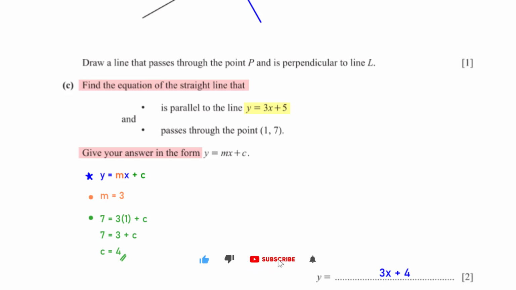Y equals 3x plus 5 has already been expressed in the form y equals mx plus c. So the coefficient of the x term, which is 3, is the gradient of the line. Since the line is parallel to y equals 3x plus 5, then the gradient of the line would also be 3. To get c, we plug in the value of m and the set of coordinates through which the line passes, 1, 7, into y equals mx plus c.